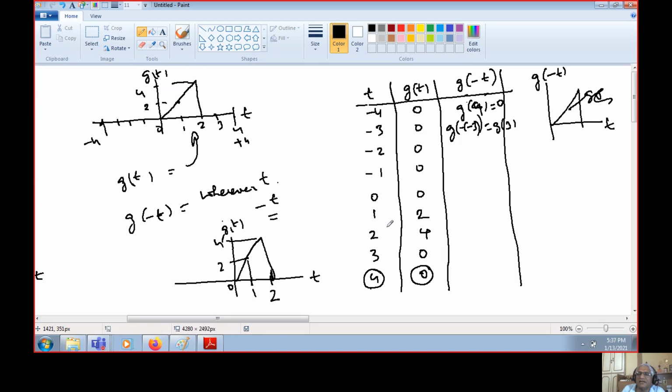What is g of plus 3? You can see here, this is g of plus 3. This is 3 and this is g of plus 3. So what will this become? This will become 0. So I can write like this. So g of minus t, this is t, no? So g of minus t is minus of minus 4. So what will I get here? I'll get g4 here. Here I'll get g3.